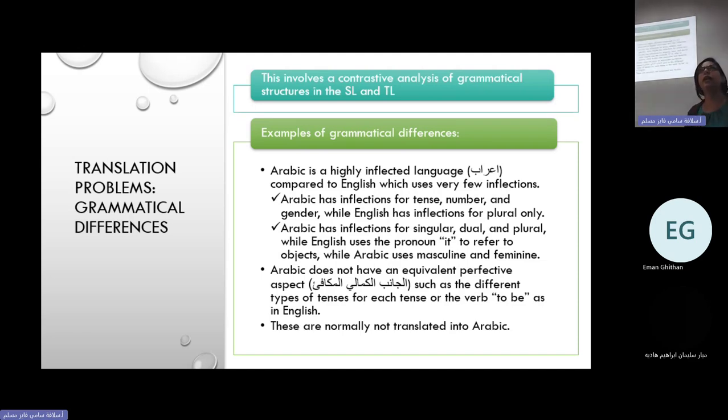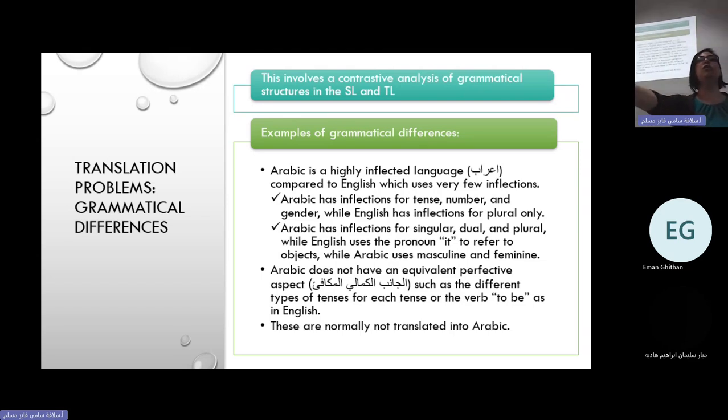We have كم ضمير عندنا في اللغة العربية؟ طيب. أنا أنت أنتما أنتم أنتن هم هن هو هي. We have 10. In English we have only 6. Okay? So yeah, Arabic has inflections for singular, dual, and plural, while English uses the pronoun it. مثلا, we don't have it to refer to objects, while Arabic uses masculine or feminine.